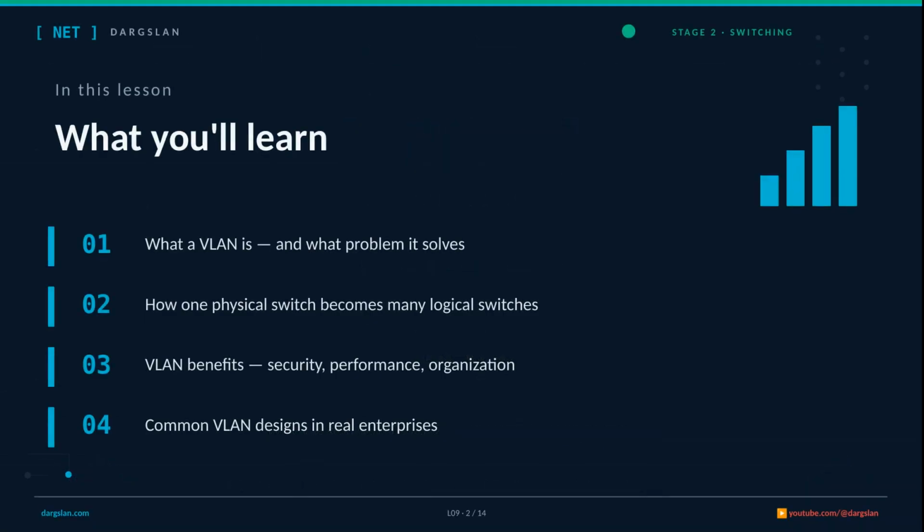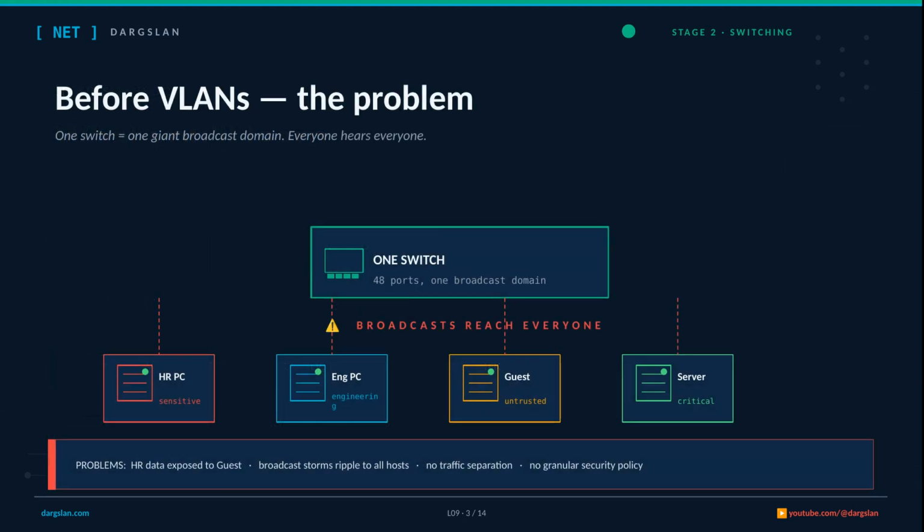So here's the roadmap for the next few minutes. We'll start by defining exactly what a VLAN is and the specific problem it was invented to solve. Then we'll look at the magic trick, how one physical switch can behave like several independent ones. From there, we'll explore the real payoffs in security, performance, and organization, and finally wrap up with the VLAN designs you'll actually see inside real enterprise networks. So let's start with the problem VLANs were invented to fix.